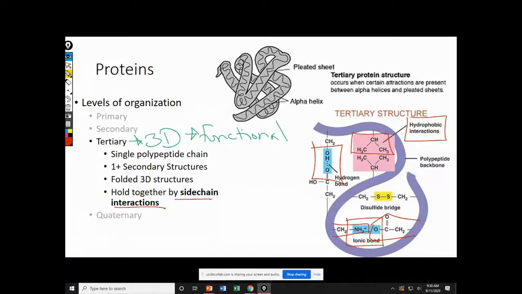Okay, so it's been a long haul, but we have to have all three of these things in order to get a real large functional protein. Okay, our origami swan.